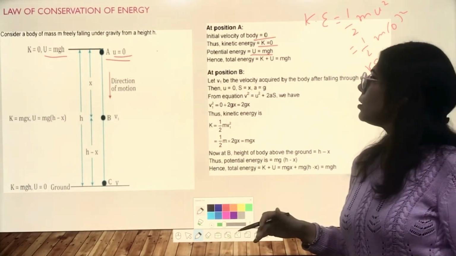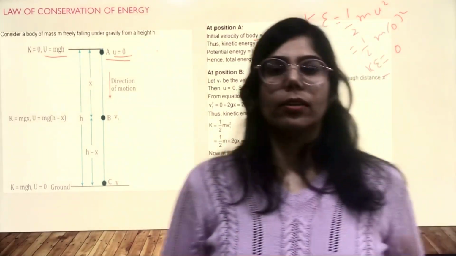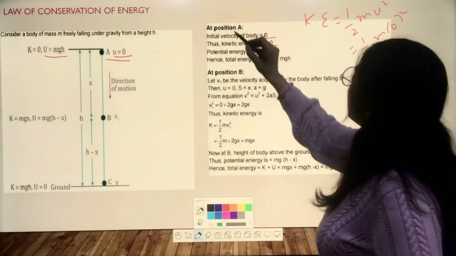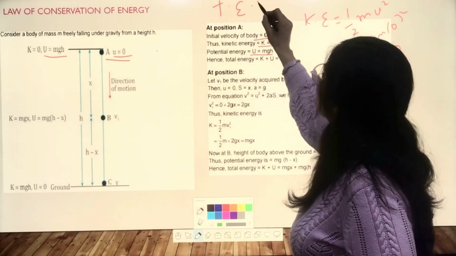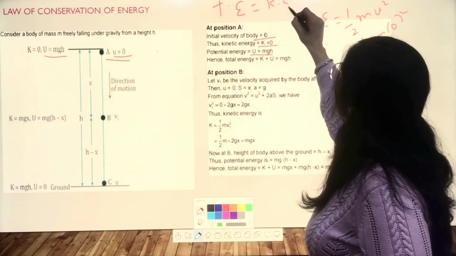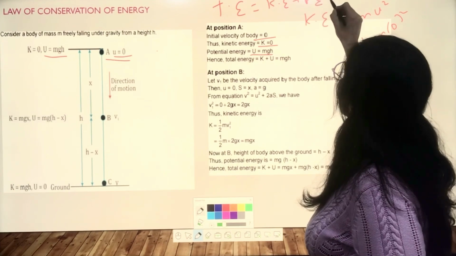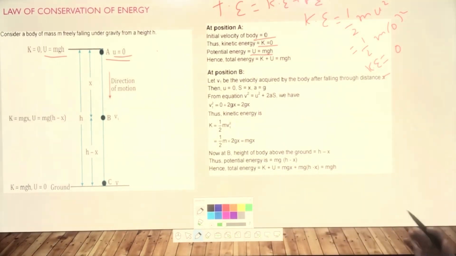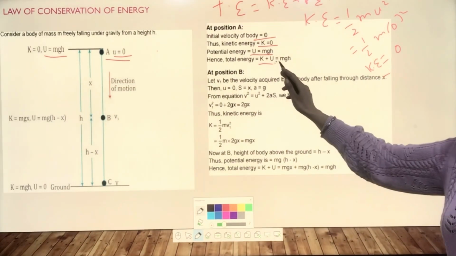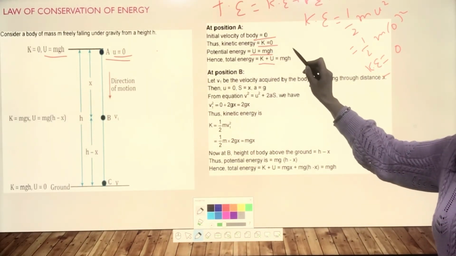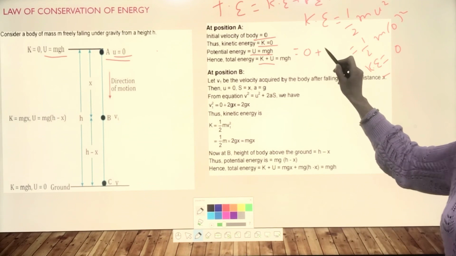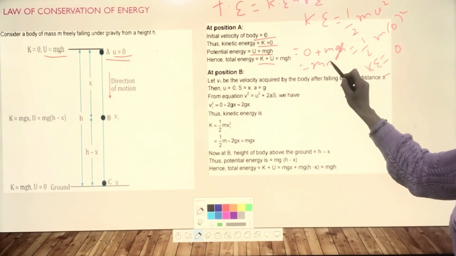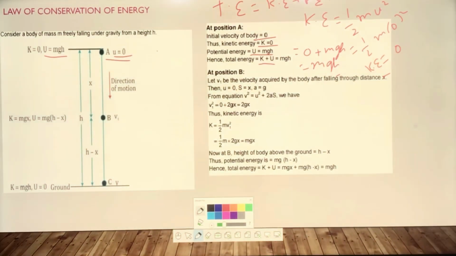And total energy is always equivalent to kinetic energy plus potential energy. So total energy will be equivalent to kinetic energy K plus potential energy U, that will be 0 plus mgh, which is equivalent to mgh over here.